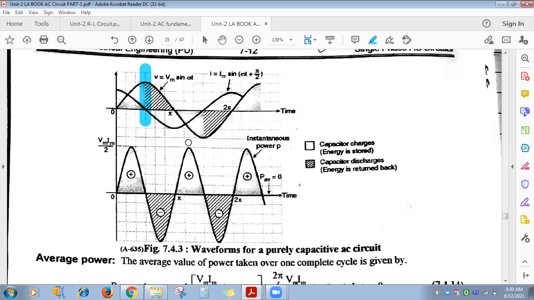See, current leads voltage by 90 degree. Okay, तो किसका पॉजिटिव पीक अकर होगा पहले? Current. Current का. If that of voltage occurs at 90 degree and current is leading voltage by 90 degree, तो current का first positive peak कहाँ पे occur होगा? 0 degree पे. Got it?